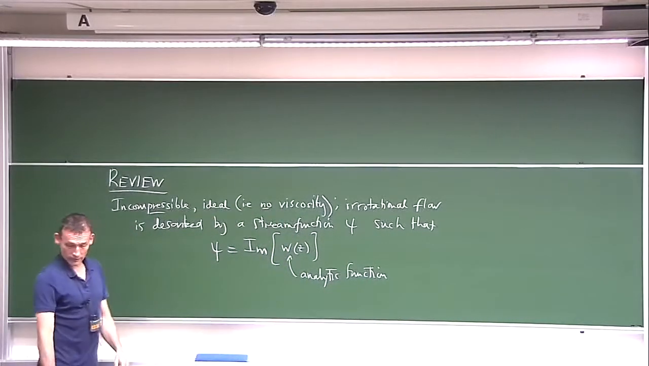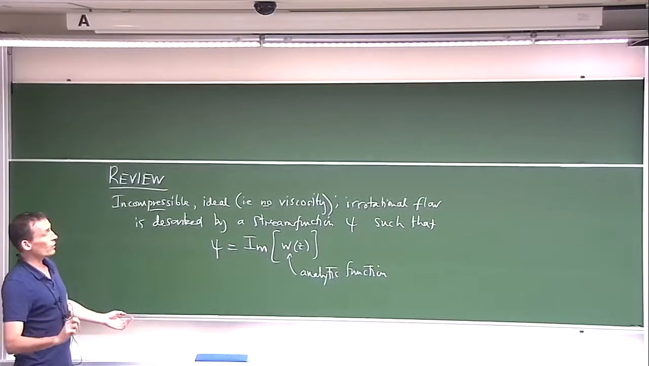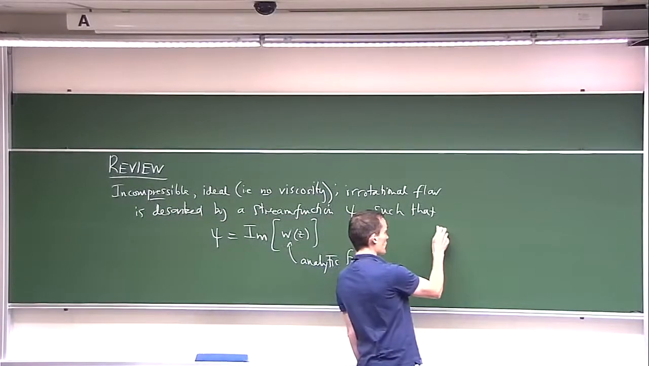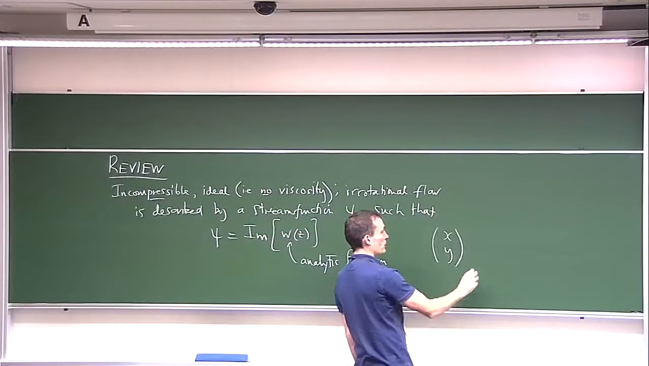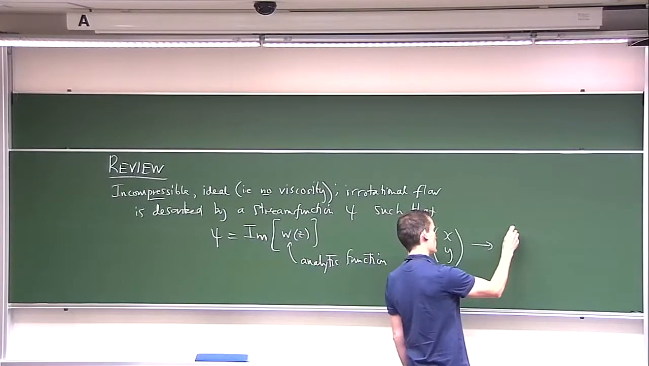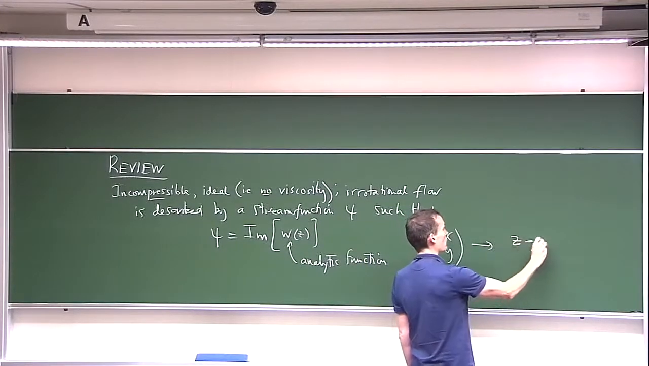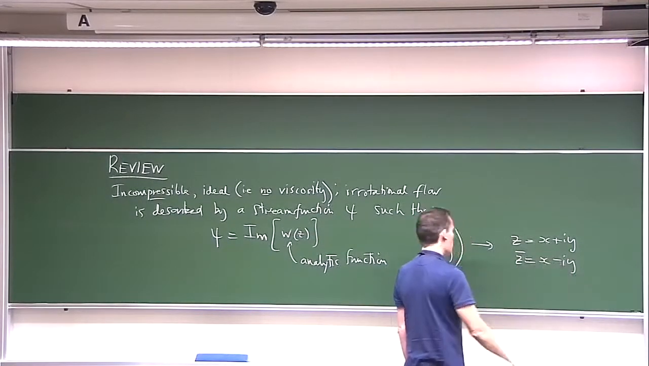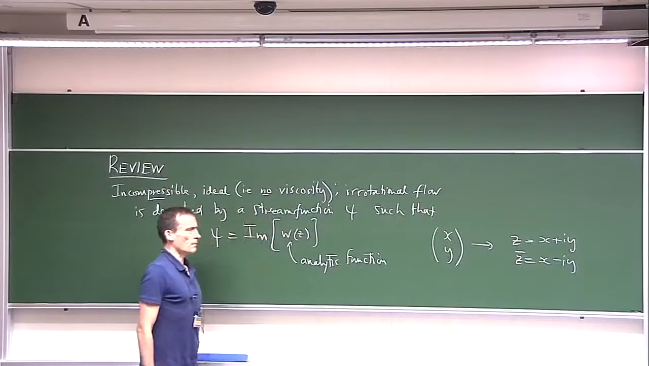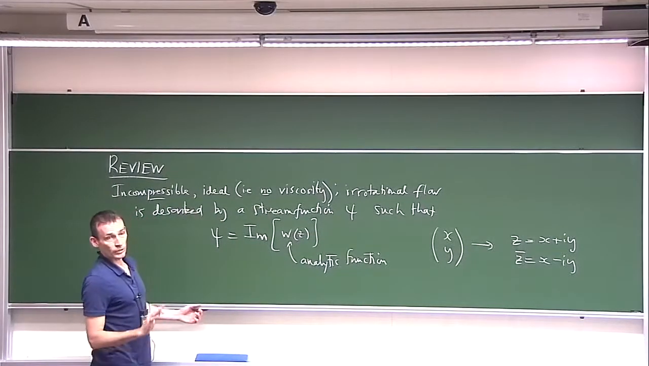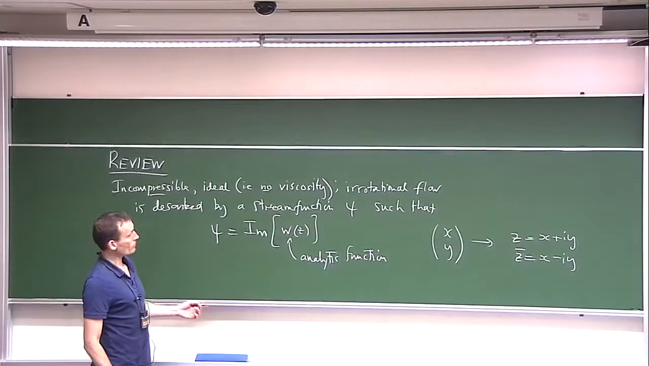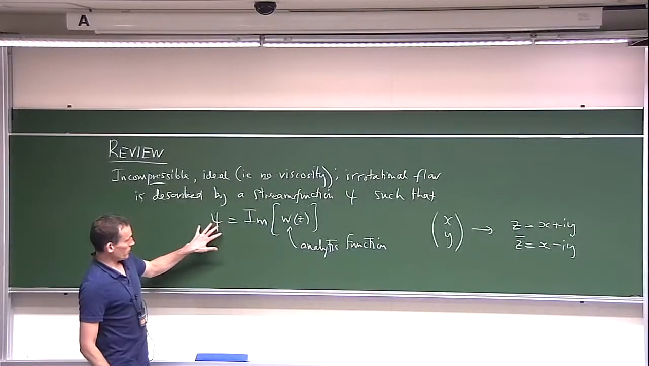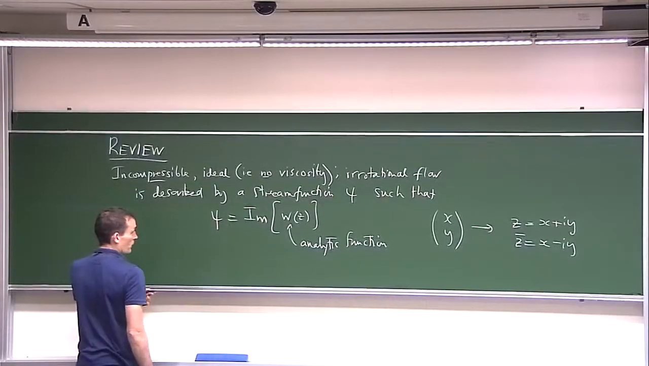You remember how I defined an analytic function? Simply as one that doesn't depend... If you think of moving from an XY Cartesian system to just the same place, but a different description, in terms of the two complex variables z and z bar, then an analytic function is one that does not depend on z bar. Okay? So that's what we did last time. We saw that the stream function is the imaginary part of the analytic function.